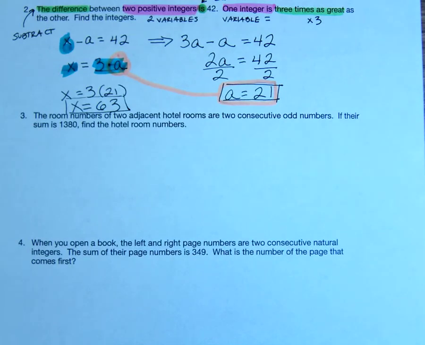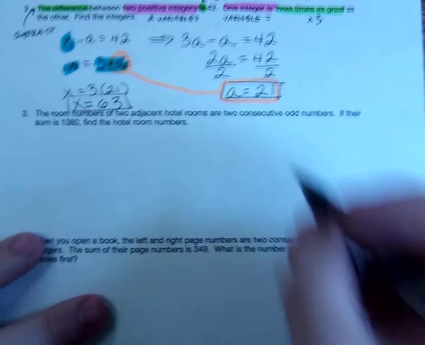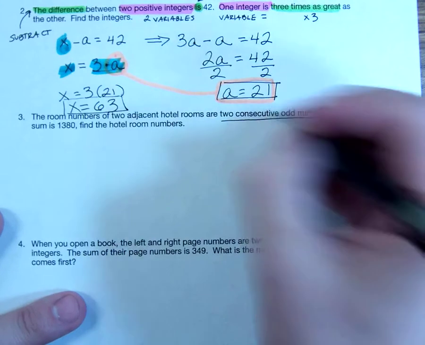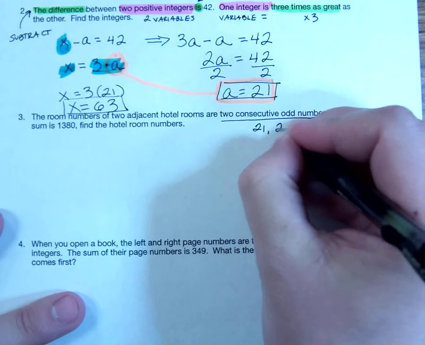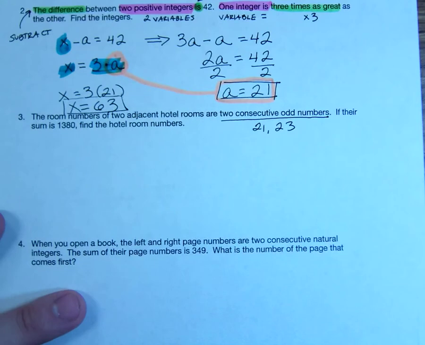Okay, so if I'm looking at the room numbers of two adjacent hotel rooms, what does adjacent mean? Next one. Next to each other, they are two consecutive odd numbers. So an example of two consecutive odd numbers might be something like 21 and 23. Those are odd numbers that are one after the other. I skipped 22 because it's even, but those are two odd numbers in a row. Does that make sense? Yep.